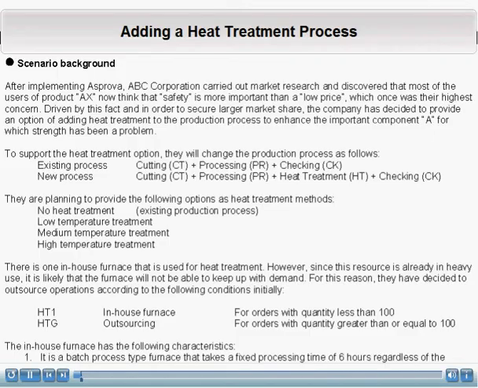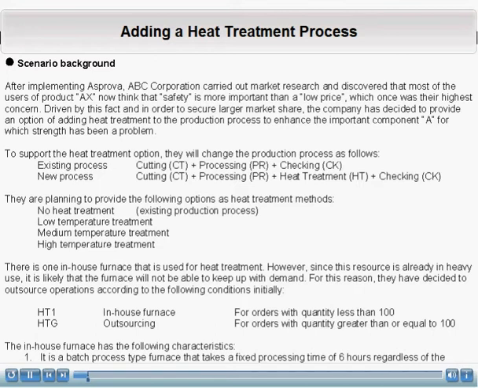After implementing Asprova, ABC Corporation carried out market research and discovered that most of their users of product AX now think that safety is more important than a low price, which was once their highest concern. Driven by this fact, and in order to secure a larger market share, the company has decided to provide an option of adding heat treatment to the production process to enhance the important component A, for which strength has been a problem. To support the heat treatment option, they will change the production process as follows.